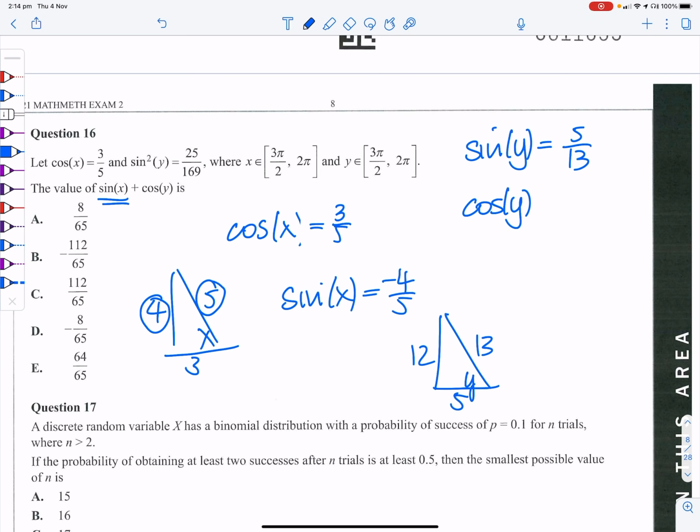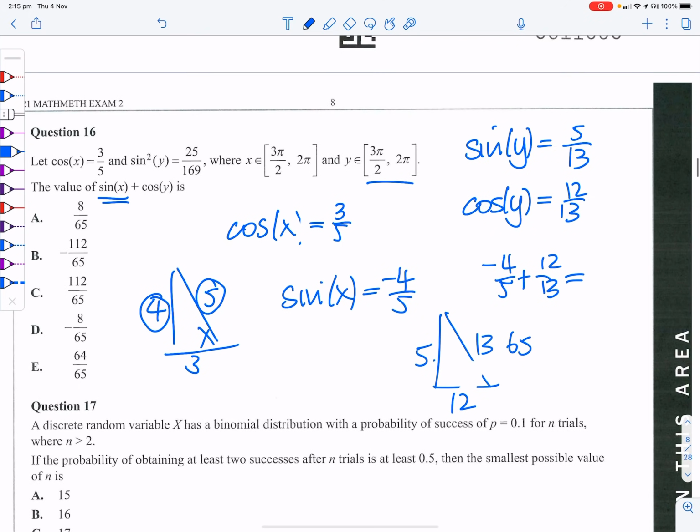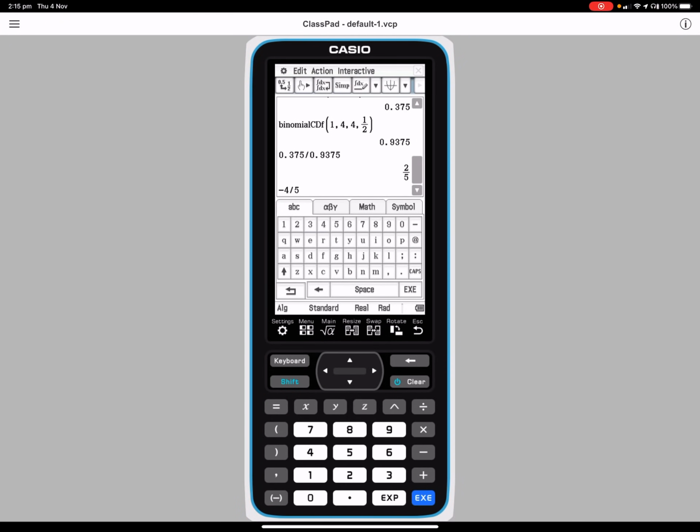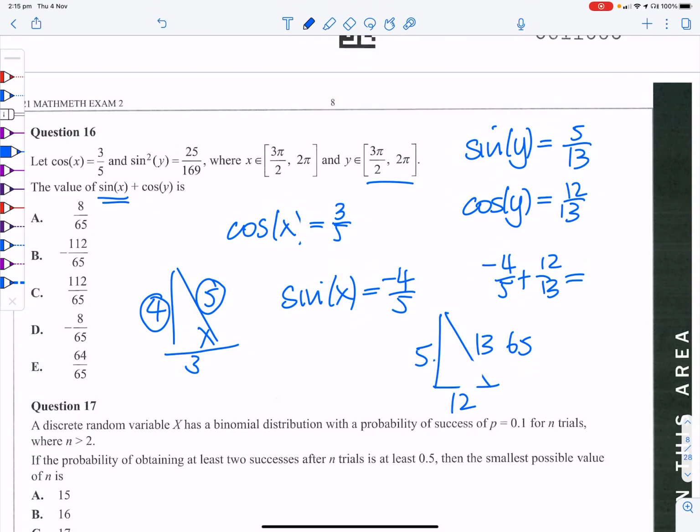So sine of y is 5 over 13, so cos of y is 12 over 13, and it's in a quadrant where cos is positive. So we get negative 4/5 plus 12/13, which is 65. Easier just to do on your calculator. Negative 4/5 plus 12 divided by 13. 8 on 65.